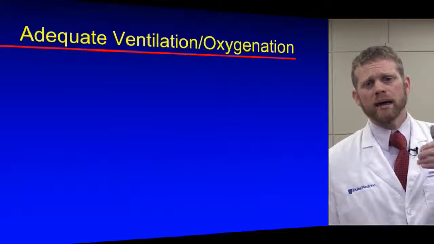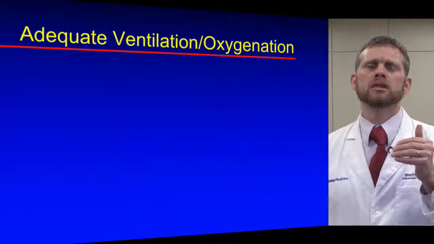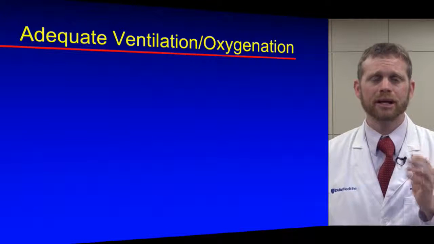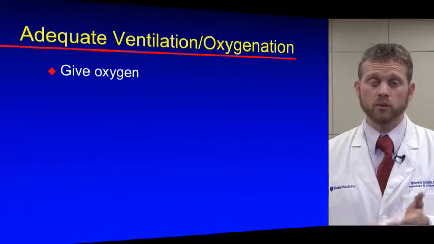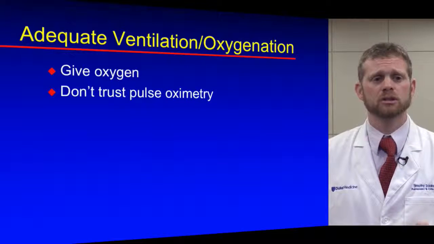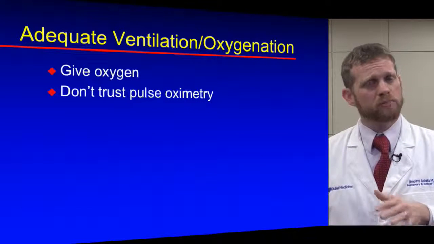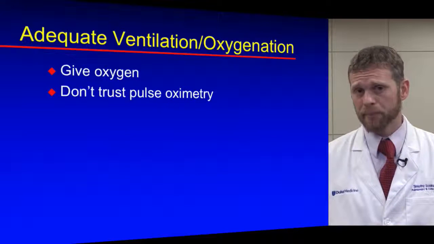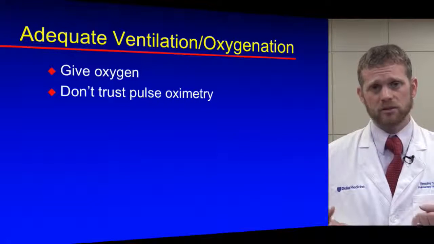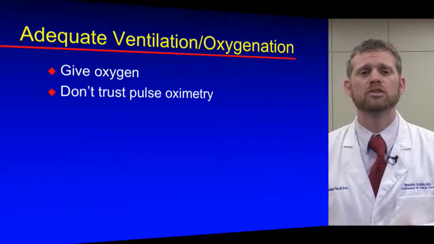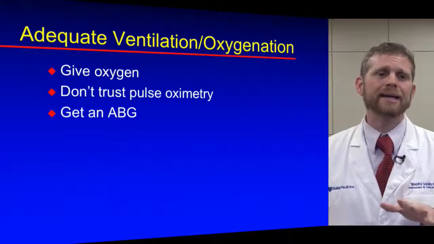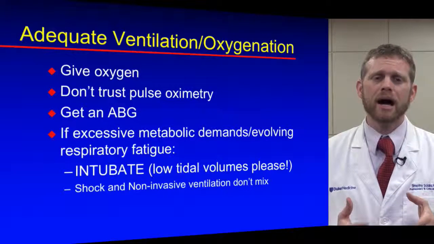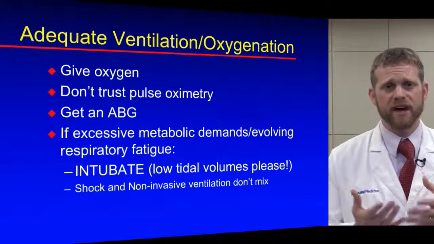Every patient with shock, you need to assess and make sure that they have adequate oxygenation and adequate ventilation. So first step is to give oxygen. The pulse oximetry might not be useful because patients might be clamping down, especially in causes of shock with increased systemic vascular resistance. So get an ABG.